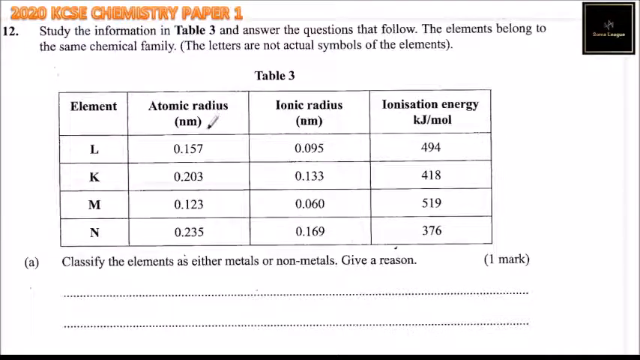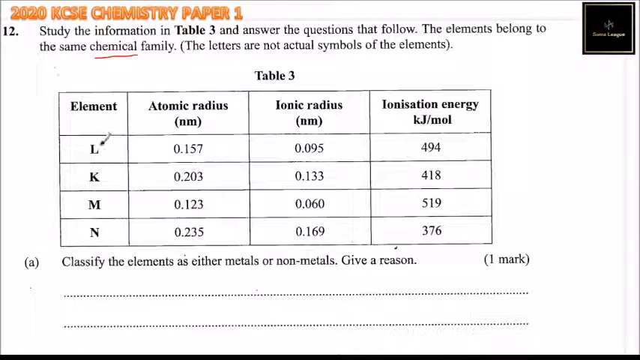This is question number 12. Study the information in table 3 and answer the questions that follow. The elements belong to the same chemical family. The letters are not actual symbols of the elements. So first of all, same chemical family means they are in the same group. That is, they have the same number of electrons in the outermost energy level.